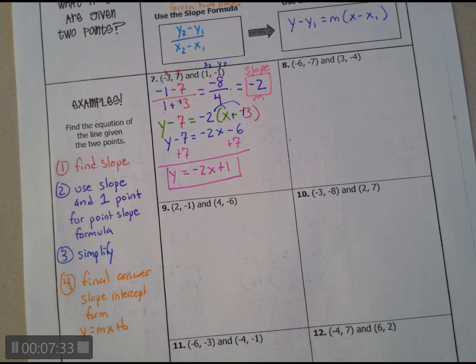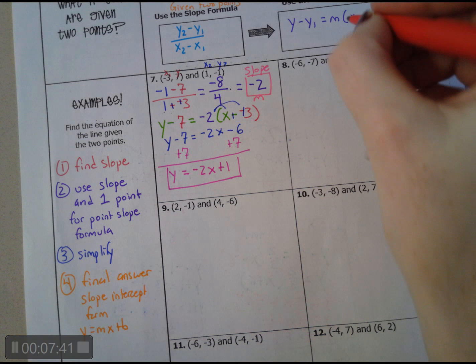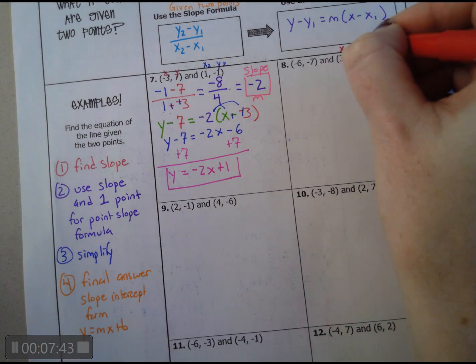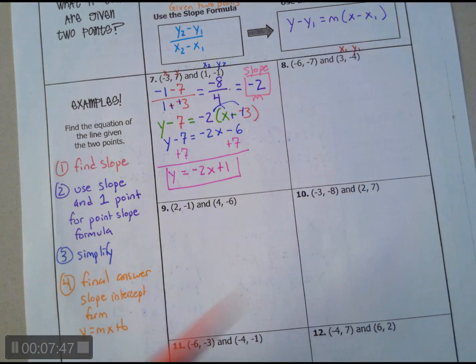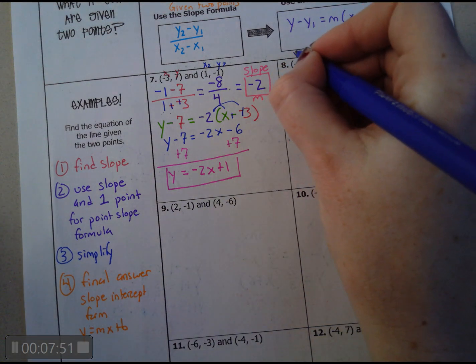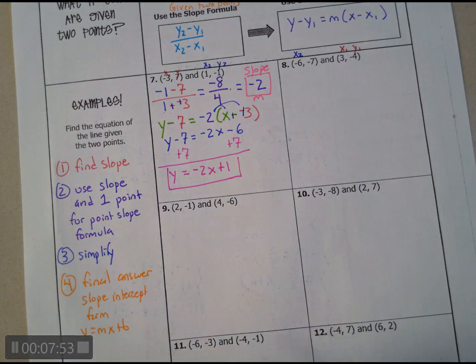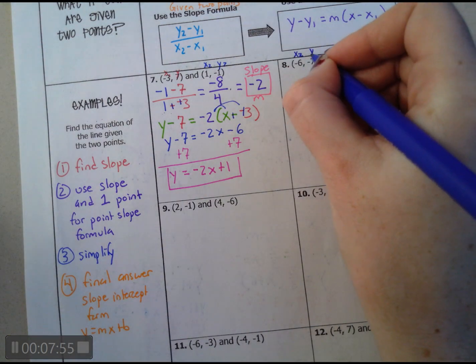Alright, to show you guys that this will work if you do it the opposite way, I'm going to do it the opposite way. So this time, 3 is going to be my x1, and -4 is going to be my y1. And then -6 is going to be my x2, and -7 is going to be my y2.